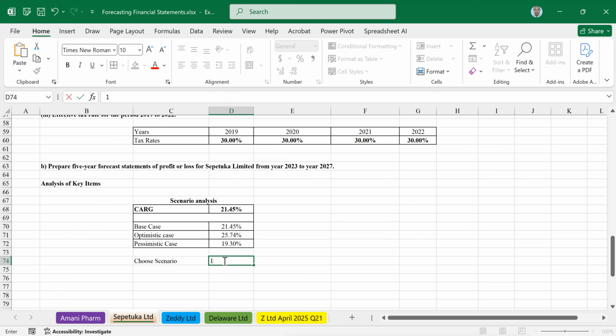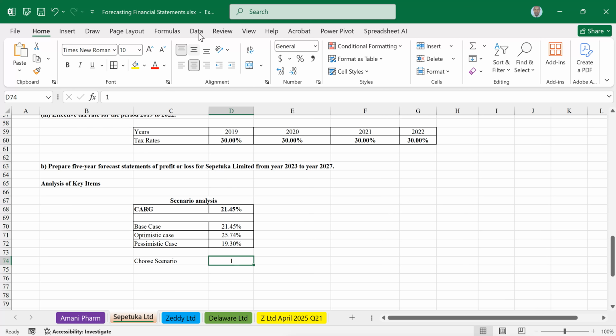Right here, 1. So choose scenario, then you write there 1, because we have 3 scenarios. Then we can go and use data validation to have 1, 2, 3, because we have 3 scenarios.